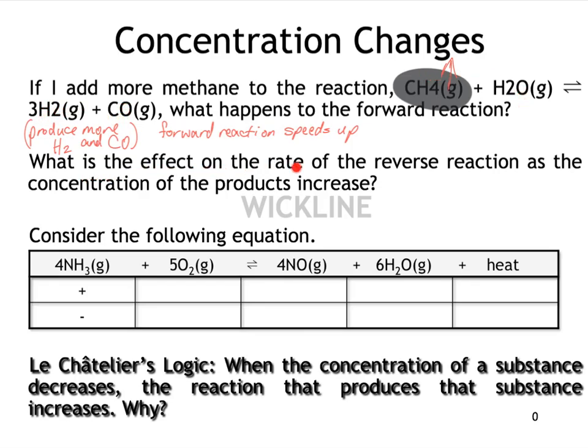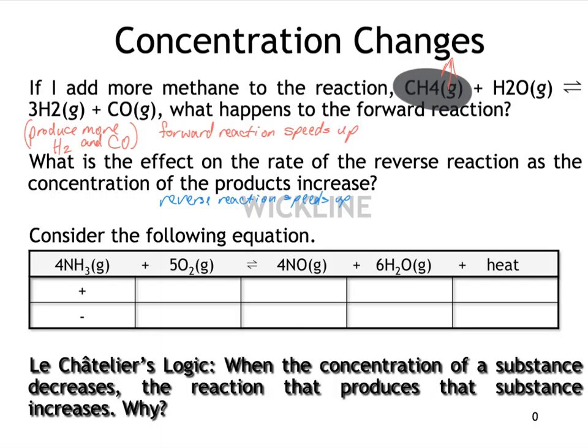So what's the effect on the rate of the reverse reaction as the concentration of the products increases? As the concentration of the products increases, the reverse reaction's rate will increase as well. So eventually we'll reach a point where the reverse reaction's rate is equal to the forward reaction's rate, and then of course at that point we'll be at equilibrium.